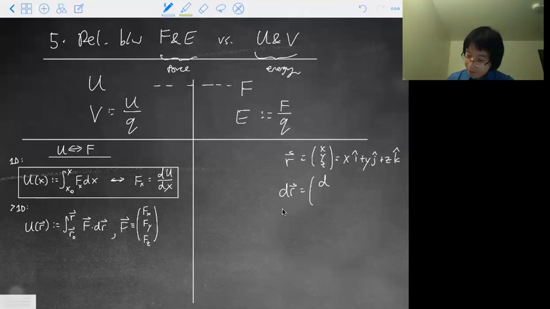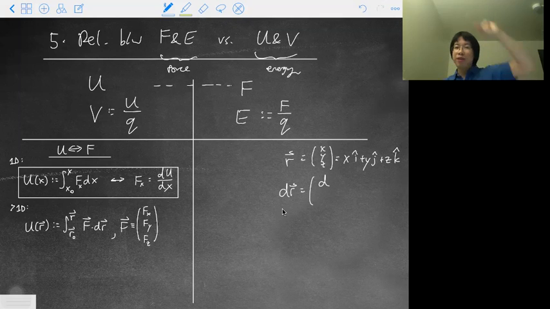Then if you have a small change in three dimensions, if you move in a three-dimensional step, that means in each of the directions you move a little bit, right? So you just put a d in every part. That's basically what dr is.